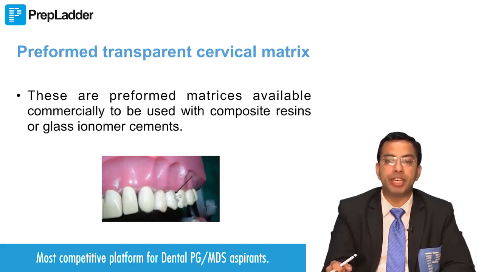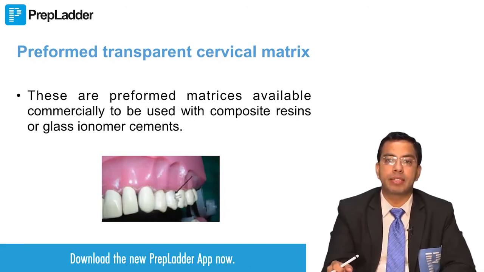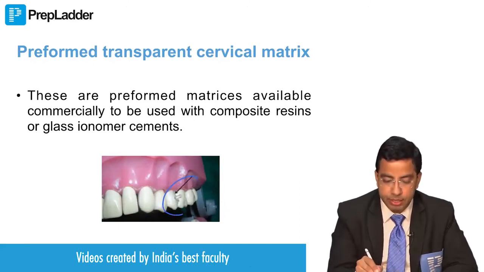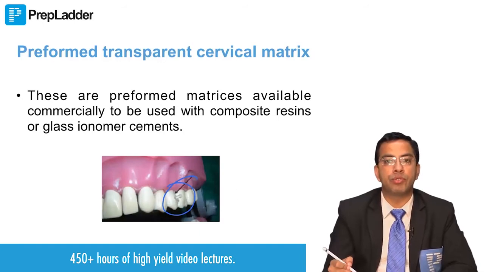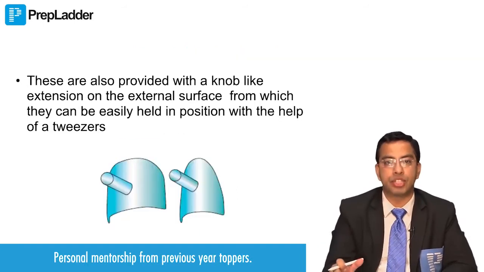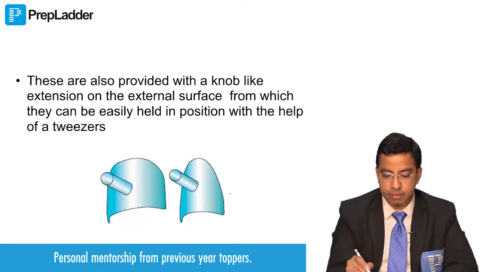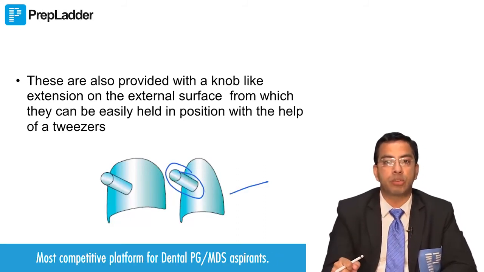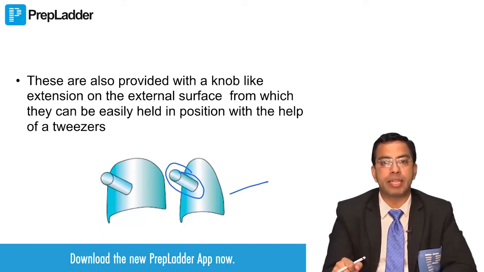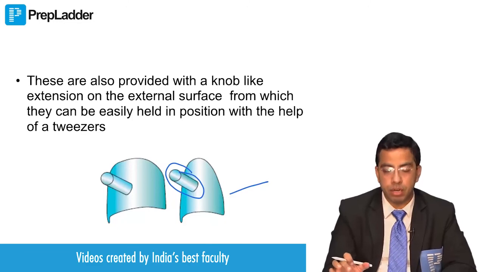Also, we have the pre-formed transparent cervical matrix as you can see in the picture. They are pre-formed matrices which are available commercially to be used with composite resin or GIC. So, this is the matrix and it has an extension also so that you can hold it. They are also provided with a knob like extension on the external surface from which it can be easily held in position with the help of a tweezer.